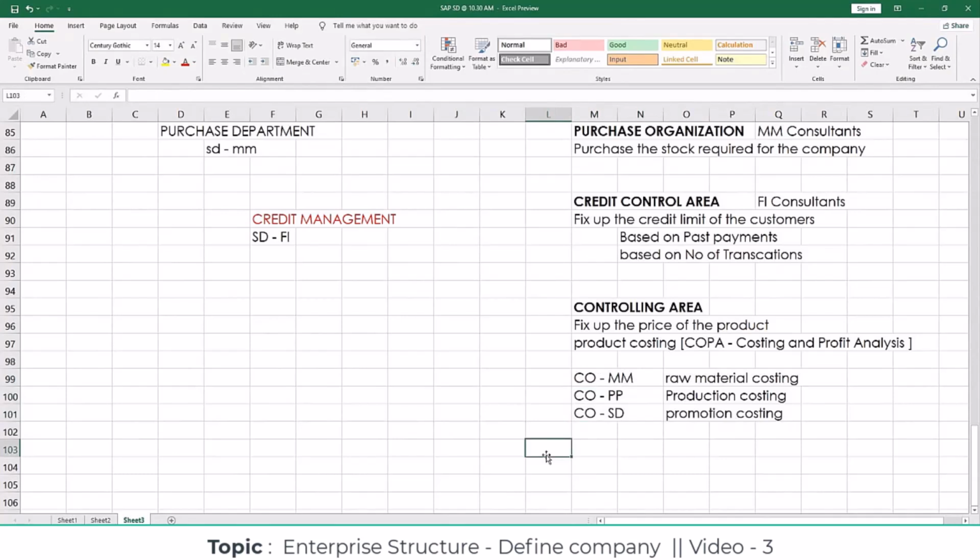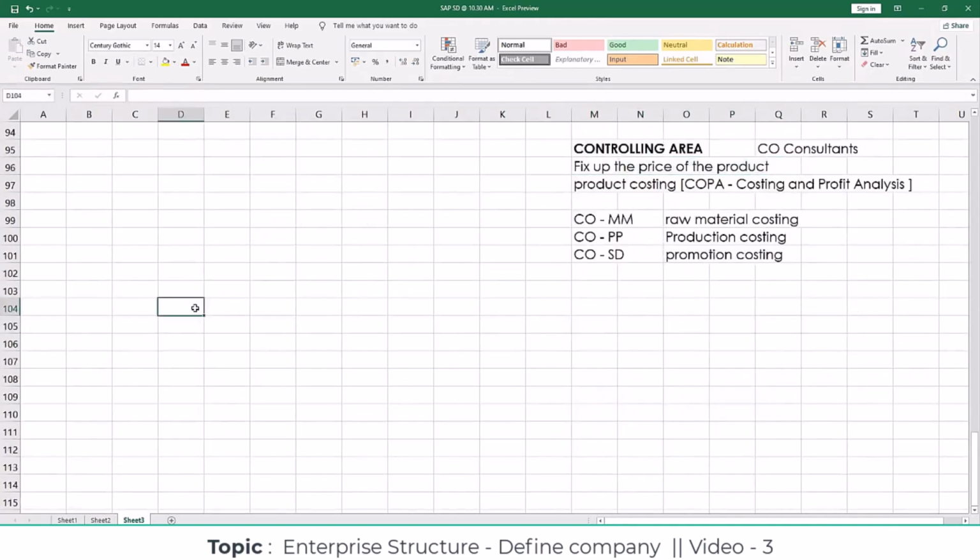Okay, so this is one team. So we have a CO consultant who will be doing this activity. The CO consultant needs to have knowledge of the PP as well as SD modules. Then only can they work out the pricing part. Okay, and followed by the last one, which we try to call loading and unloading points.